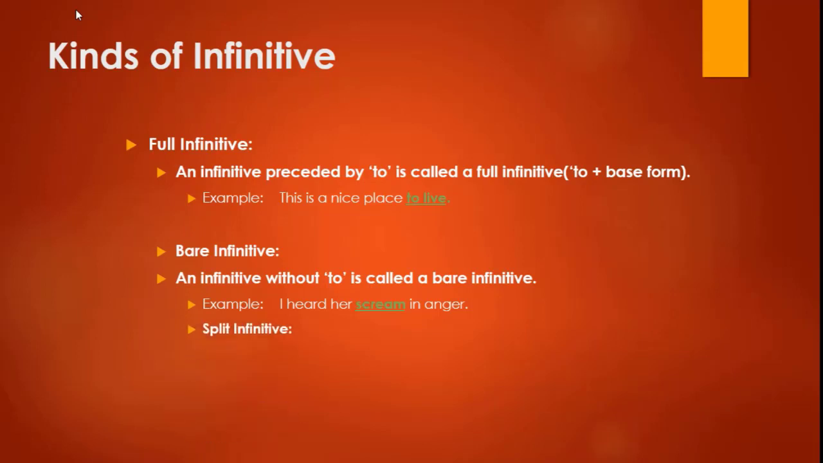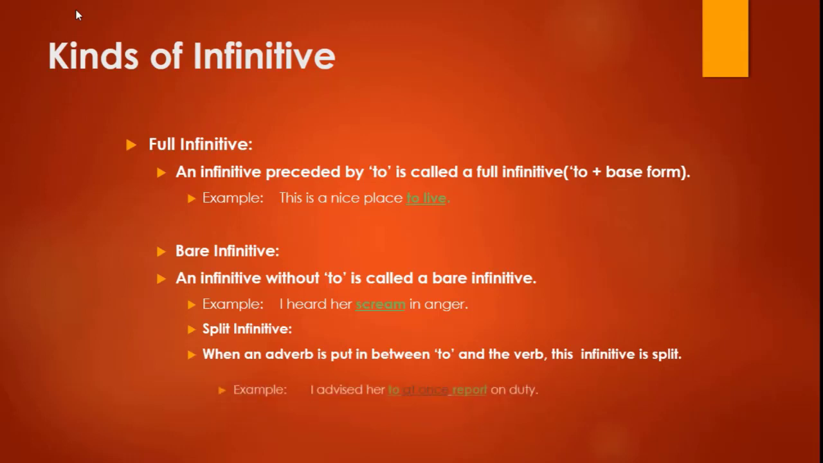Kind number 3 of infinitive is split infinitive. When an adverb is put in between to and the verb, this infinitive is split. Its example is, I advised her to at once report on duty. To report is a split infinitive.